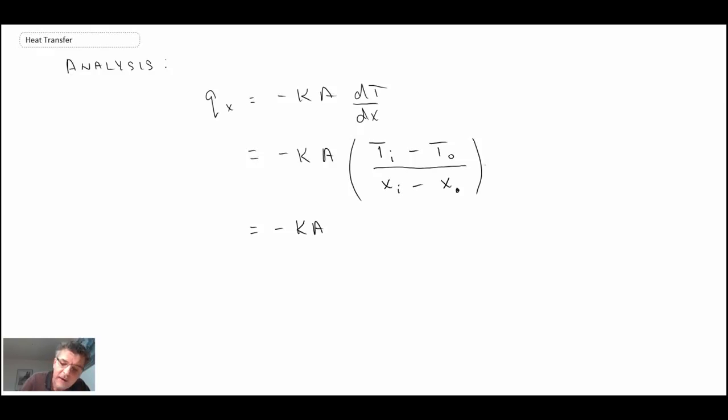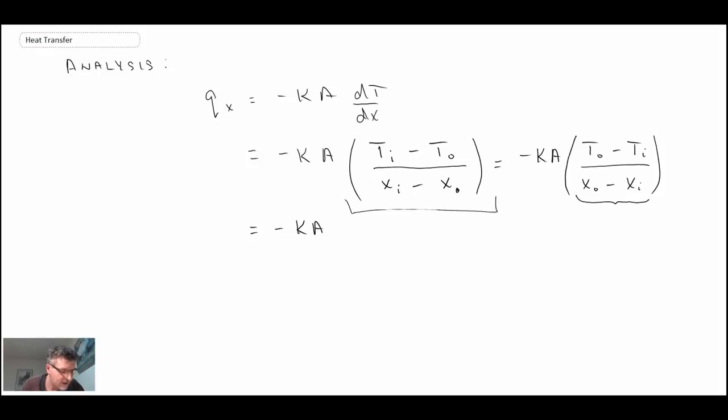And one thing I should say here is notice that this can also be written in another way. I could have flipped it around, T outer minus T inner, and then x outer minus x inner. And by having a consistent sign convention for the coordinates, we would get the same answer. But we're not going to do that here. We're going to use this form of it. But just as long as you're consistent with the way that you're applying your coordinate system and your temperatures, you should be fine.